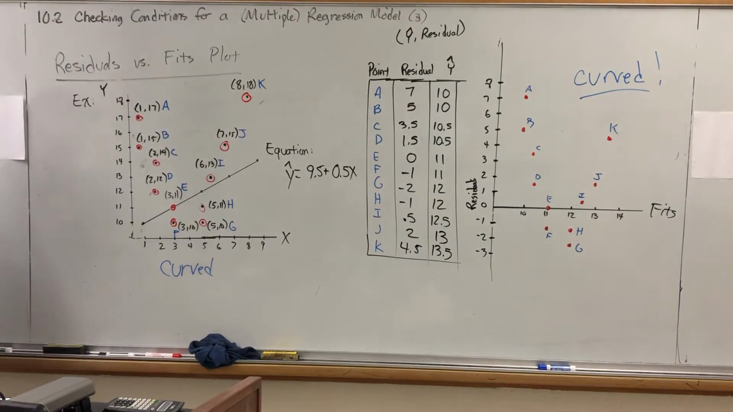We'll summarize in the next video what just happened and address the other things that could go wrong, increasing variability and outliers.